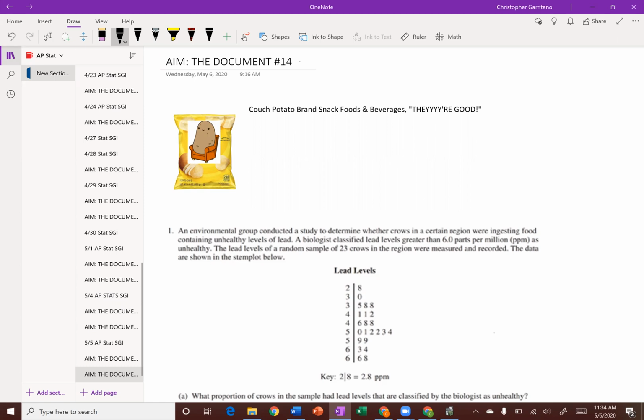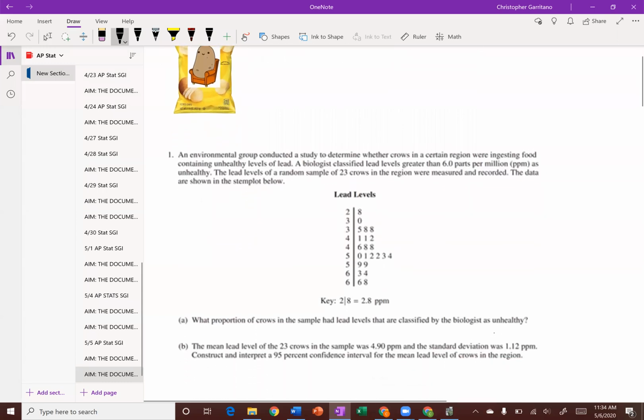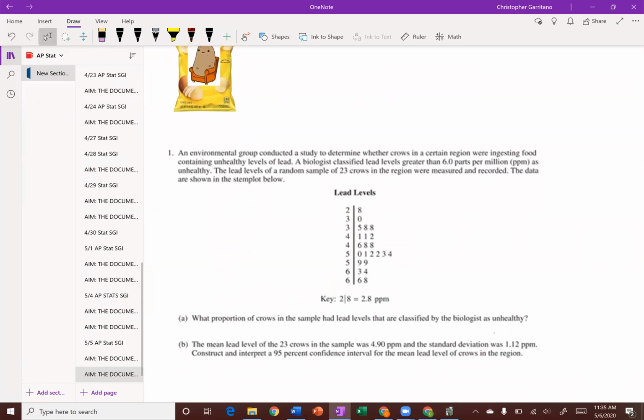Try them. All right, so with this problem, we are given a set of data. As you can see, this is quantitative data because we see numerical values, and those numerical values have units, right? We see parts per million. All right, so those are the units, which is a giveaway that what we're looking at is quantitative data.